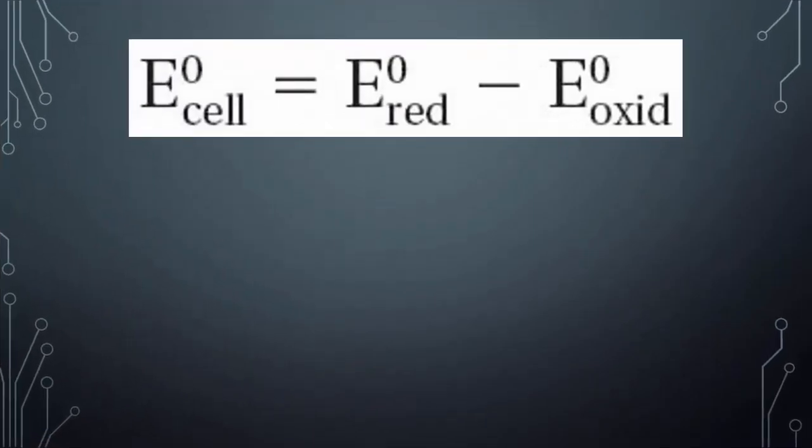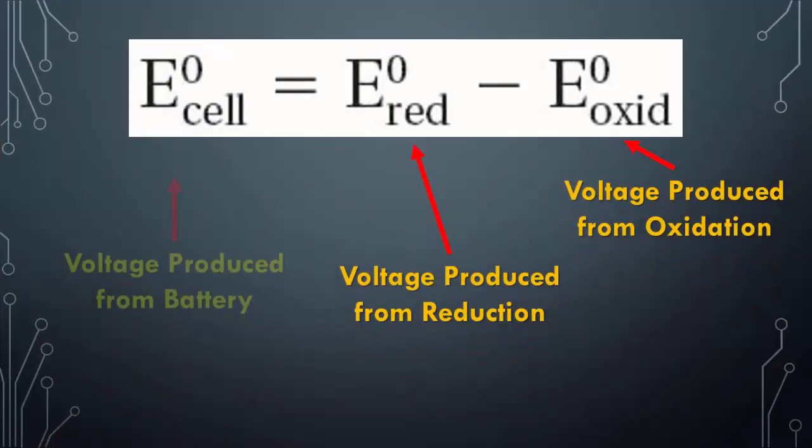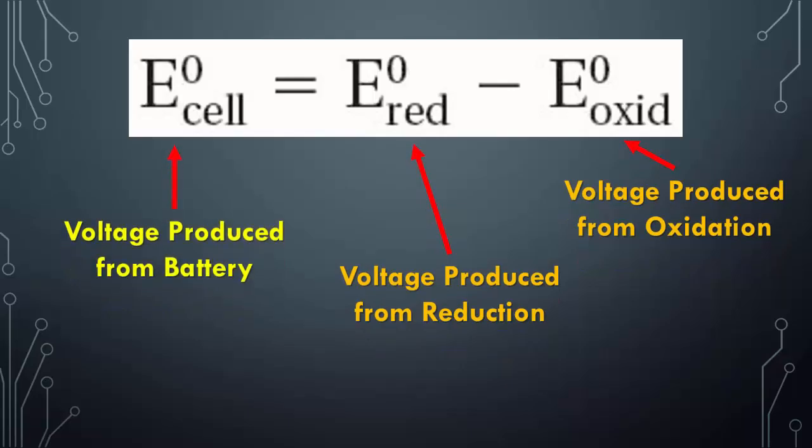So when we're doing calculations with batteries, your whole total cell potential is going to be the difference between the voltage produced from the reduction minus the voltage produced from your oxidation. The difference tells you the voltage produced from the battery, or how many volts the battery can release.